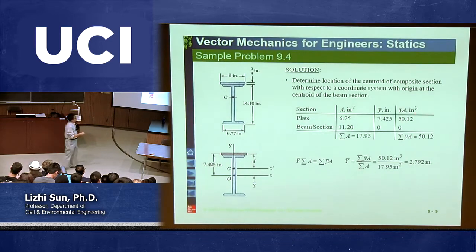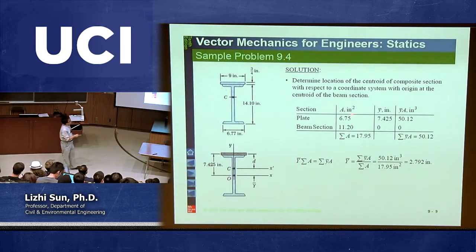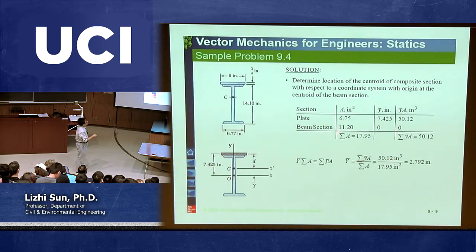Followed by another column, which is A, the area. Just in case some of you forget, you can go back to look at the chapter 5 slides. This is the column to write down the area. What is the area of this plate? That's very simple. That's going to be 3/4 times 9. So 3/4 times 9 is 6.75, and the unit is inch squared, because we have inch by inch. So that's simple enough.